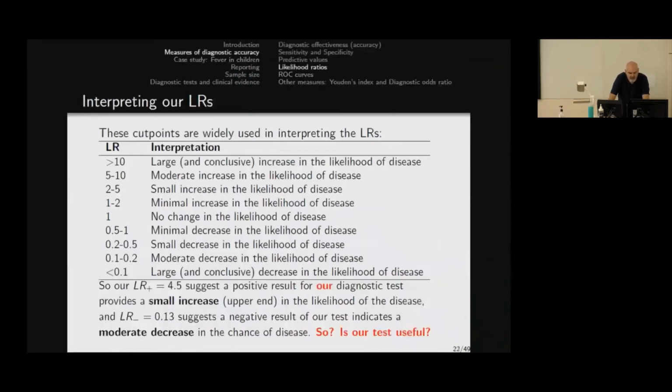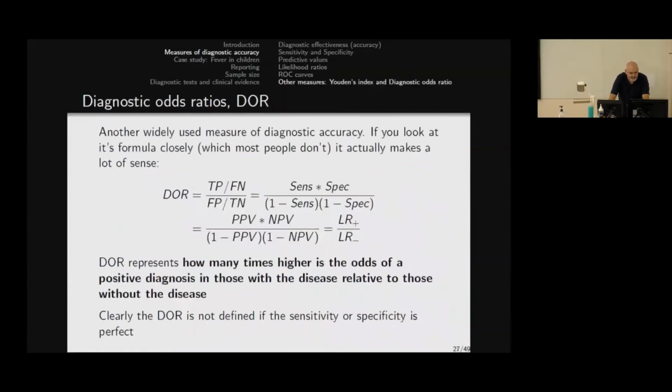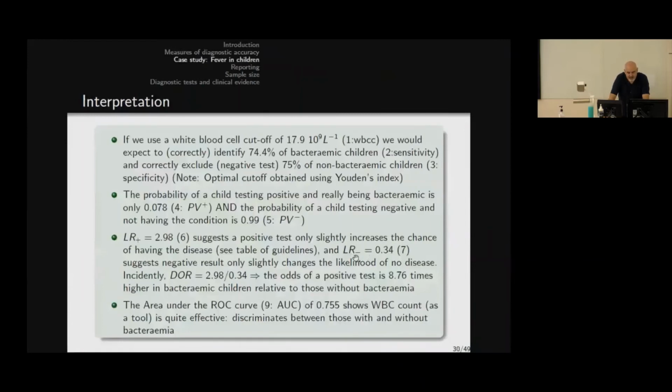I can just go to my guidelines. There it is. So what was it? 2 point something? I can't even remember. It's a small increase in the likelihood of the disease. Okay, the likelihood ratio minus was 0.34. Again, it's only a small increase in the probability of ruling somebody out.